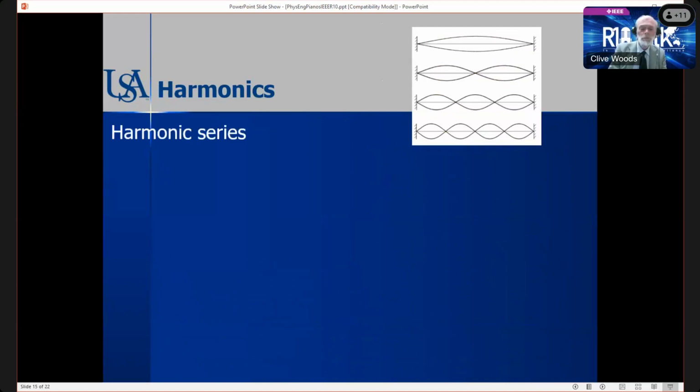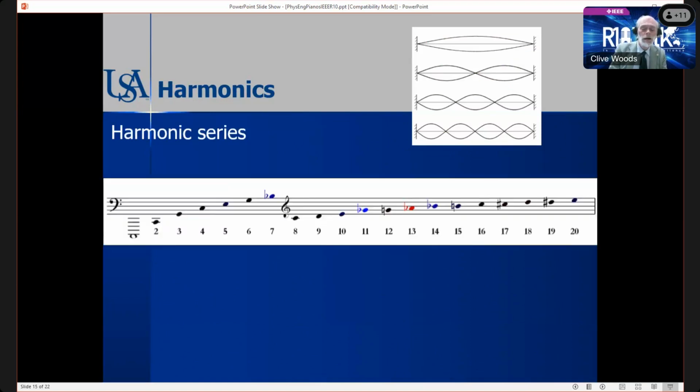Let's think about harmonics. We all know what a harmonic series is: fundamental, second, third, fourth, and so on harmonics. Those are fixed by the guy called Fourier in France, who worked out that the harmonics had to be in ratios of 2, 3, 4 and so on, integer ratios.